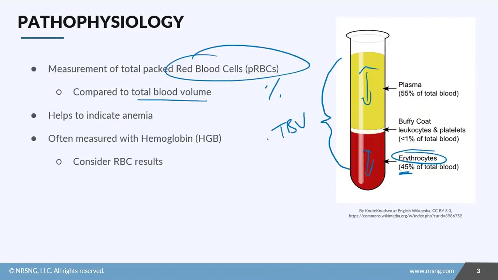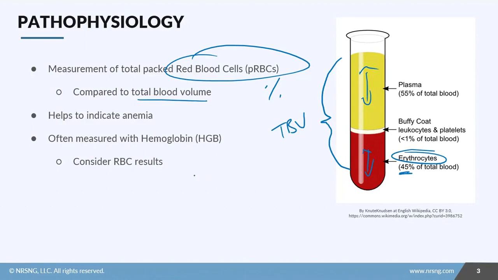So we look at hematocrit as a quick way to indicate things like anemia or other conditions where your patient is going to have really high hematocrit levels. So it gives us a quick reference as to what's going on with the patient in terms of their overall blood volume and any other potential problems.